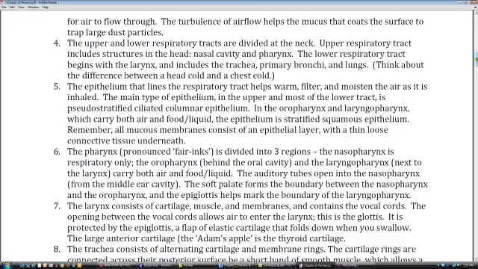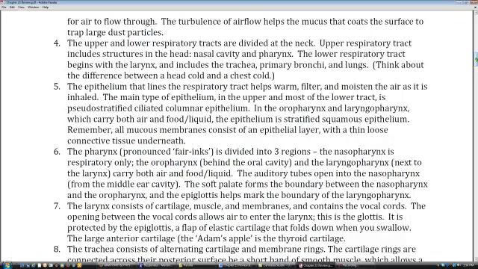The division line between the upper and lower respiratory tracts is about at the level of the larynx. If you're above the larynx, you're in the pharynx or nasal cavity, that's upper respiratory tract. The lower respiratory tract begins with the larynx, continues into the trachea, the primary bronchi, and then into the lungs.